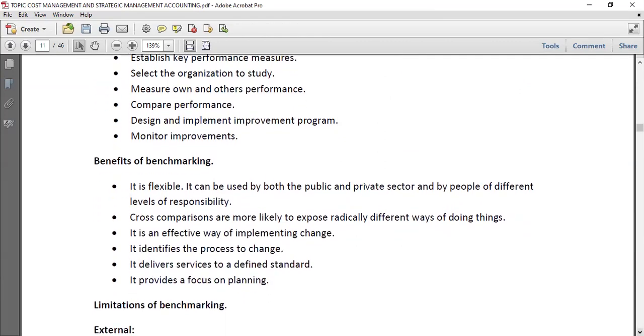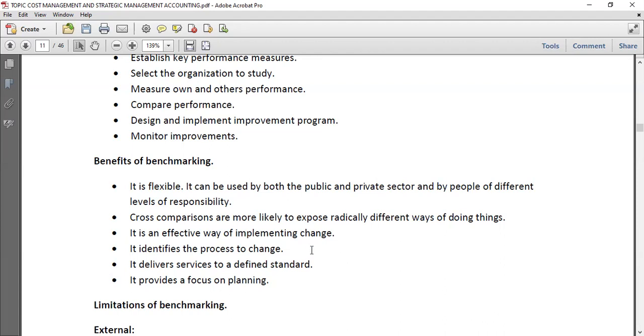So benchmarking has its advantages. As you can see, it's flexible, okay? It can be used by private and public organizations, by people with different responsibilities. There are also cross comparisons, like we have seen when it comes to branches and internally, which can help us expose radically different ways of doing things much better. It's an effective way of implementing change, okay?